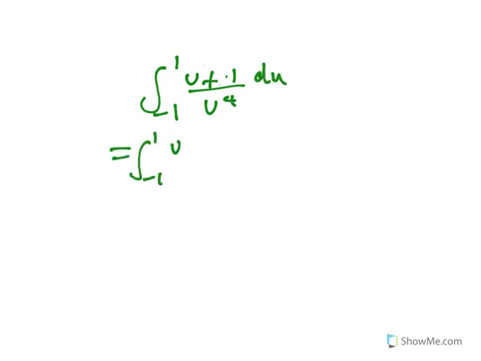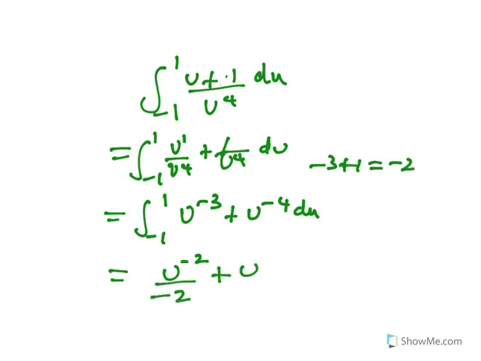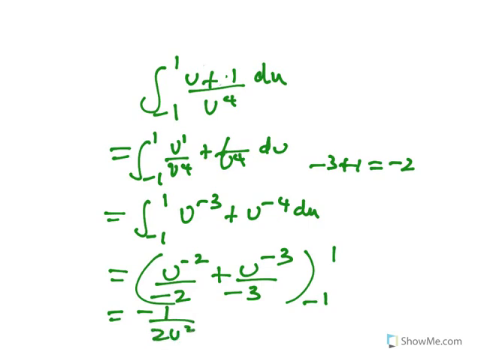Okay, so when you've got this situation, you split the denominator like this, and that puts it into more of a form that you can actually integrate. u on u to the 4 is 1 on u cubed, so it's u to the minus 3, plus 1 on u to the 4 is just u to the minus 4. So adding 1 to the indices, you get minus 2, because minus 3 plus 1 is minus 2, on minus 2, plus u to the minus 3 on minus 3, from minus 1 to 1. So this is minus 1 on 2u squared, minus 1 on 3u cubed.